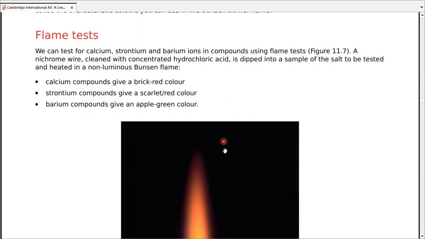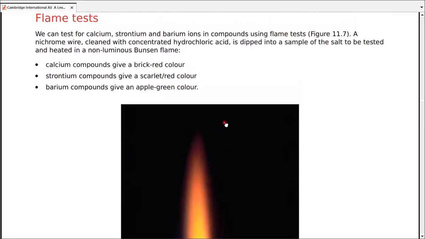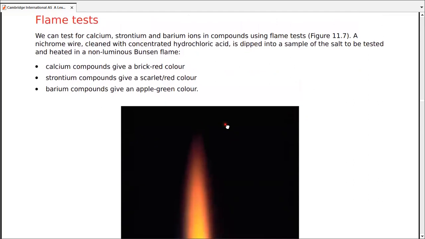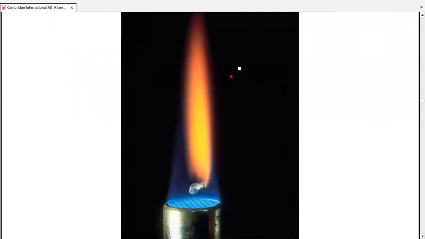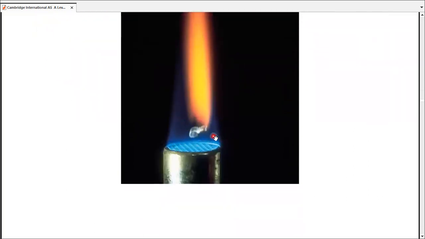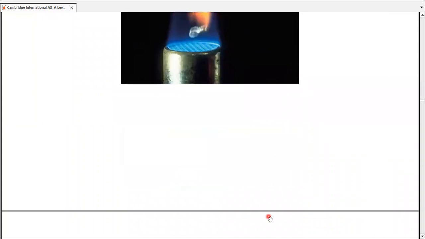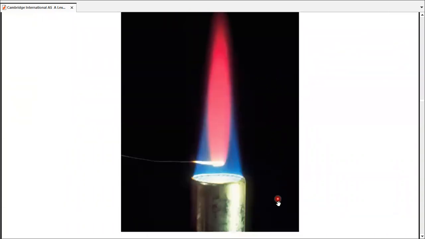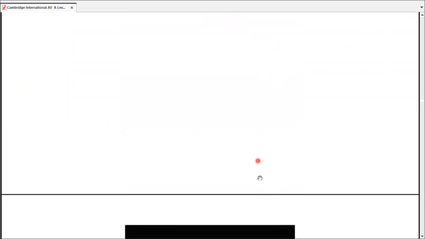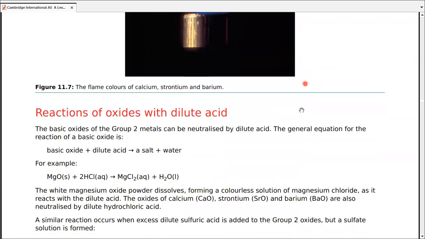A non-luminous Bunsen flame means the Bunsen flame needs to be blue in color before you test it for any flame. So I think this blue part and this upper area gives you an idea about the brick red, the scarlet, and of course the apple green color.